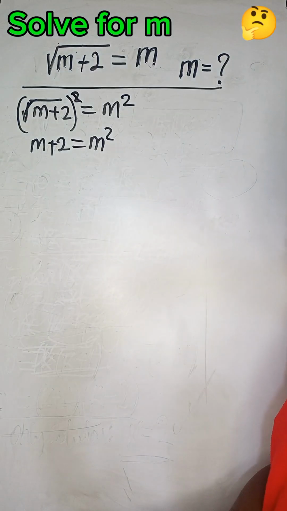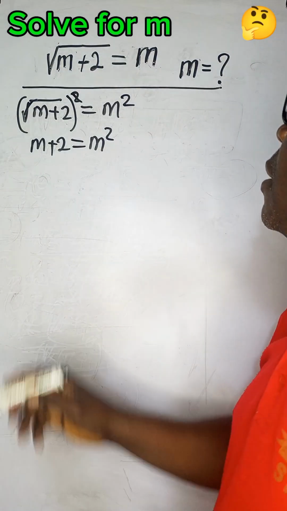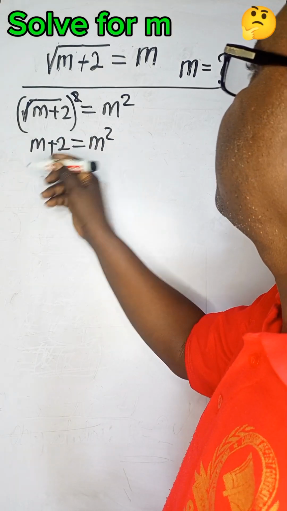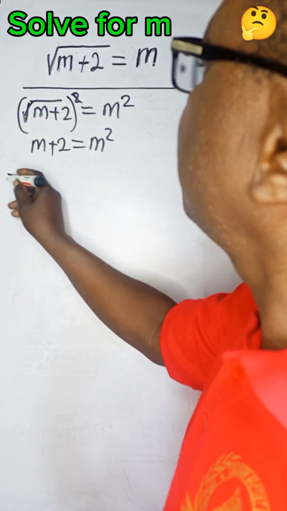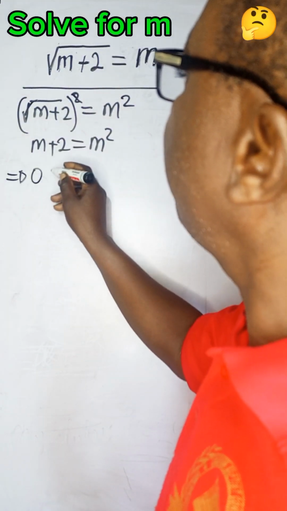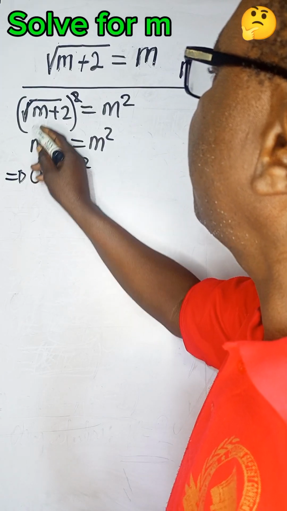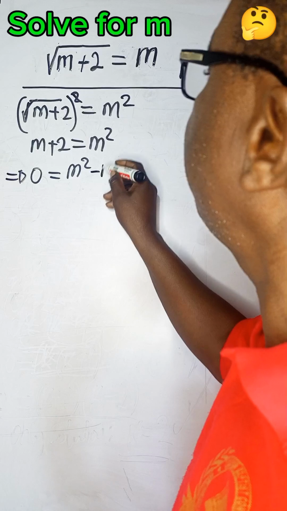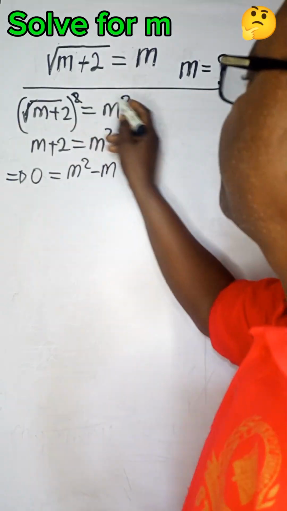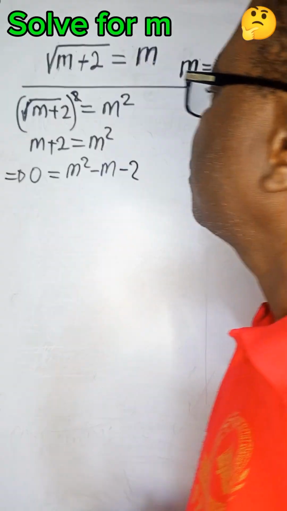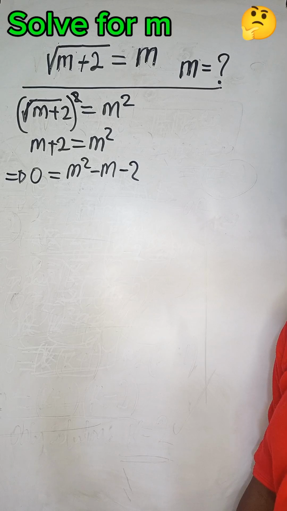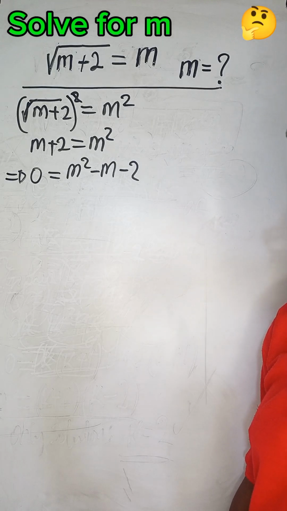So we are seeing a quadratic being formed here. If we take everything from the left hand side to the right hand side, then we'll obtain 0 on the left hand side is equal to m squared. This is positive m, we'll bring it over, it will be negative m. This is positive 2, we'll bring it over, it will be negative 2. So that's the quadratic equation that comes up now that we have to solve. It means that we're going to have two values for m.